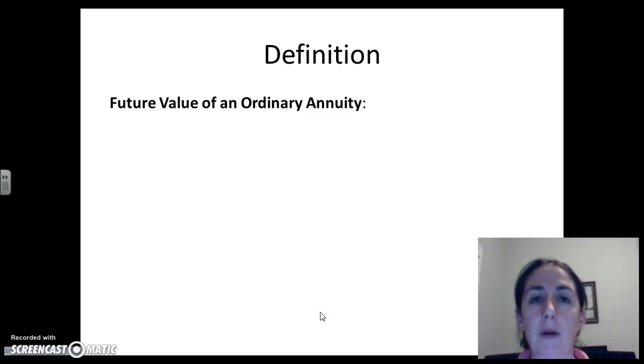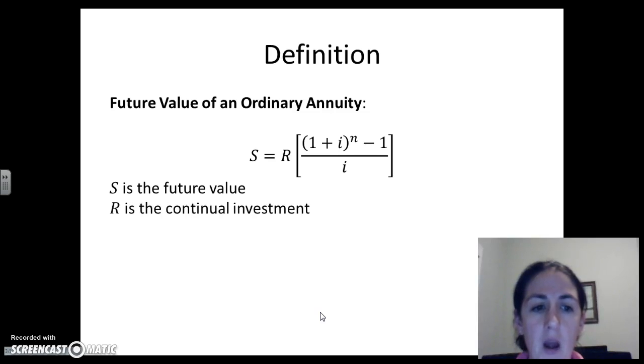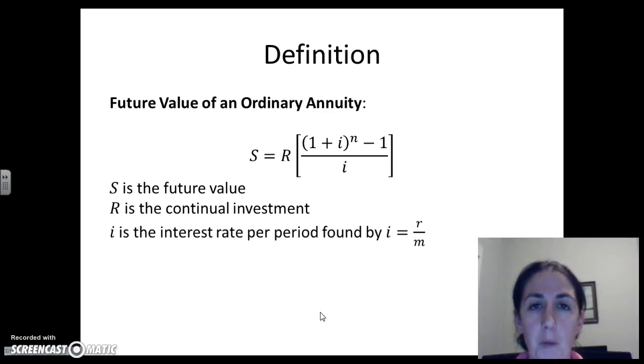So here's the formula for finding and calculating the future value of an ordinary annuity. We have S equals R times, and all of this is in parentheses, this big thing, 1 plus I raised to the n minus 1, all over I. So now let me break down the components for you. S is still future value as it has been. R is the continual investment. This is the amount of money that you put into your bank account every month. I is the interest rate per period.